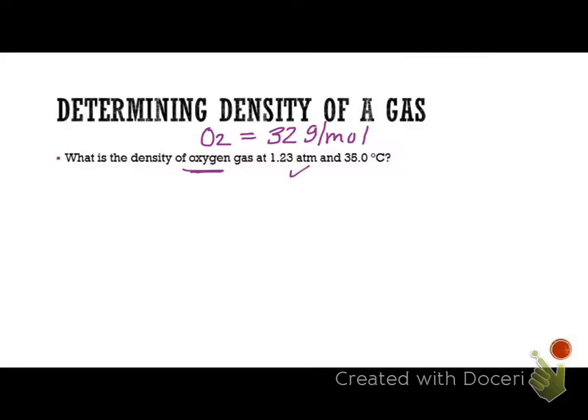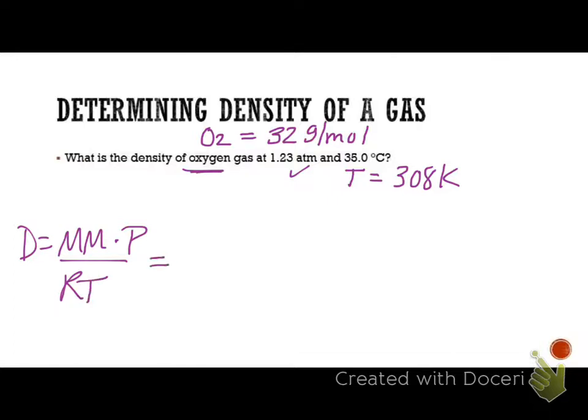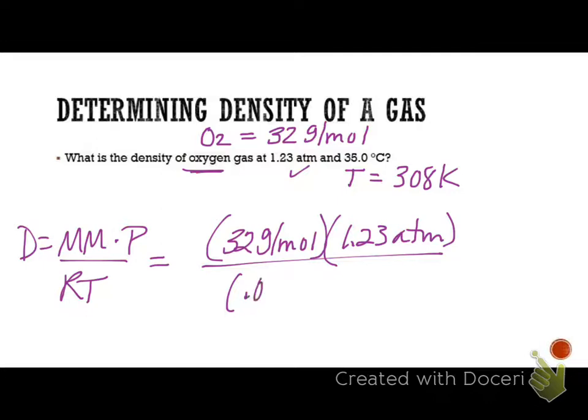Okay, we're in the right atmosphere. Temperature, we have to quickly convert, and so 308 K is what that's going to be. So now density is equal to molar mass times pressure over RT. So we can just plug all that in real quick. We have 32 grams per mole times our pressure, which was 1.23 atmosphere, divided by our R value, times 308 K on the bottom.